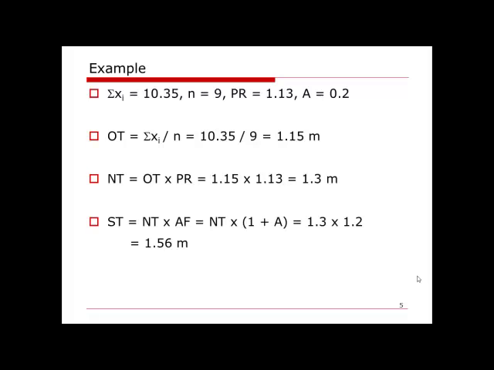And the last step is to calculate the standard time from this normal time. So standard time equals normal time multiplied by the allowance factor. Here the allowance factor is based on job, so we use 1 plus A, multiplied by the normal time, which gives us a standard time of 1.56 minutes.